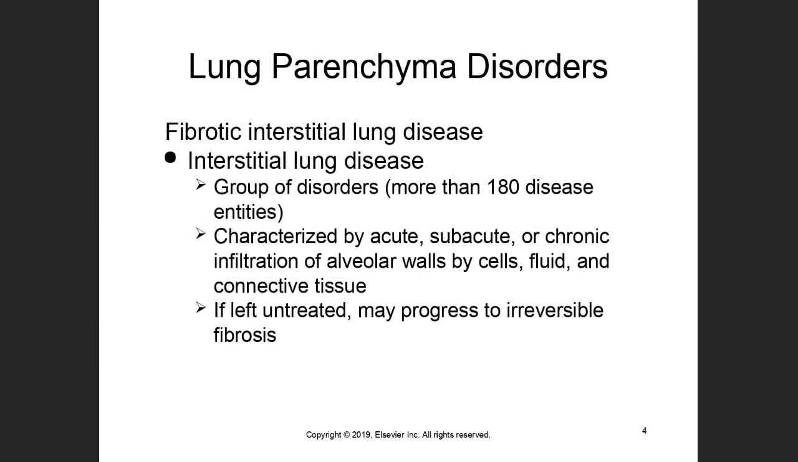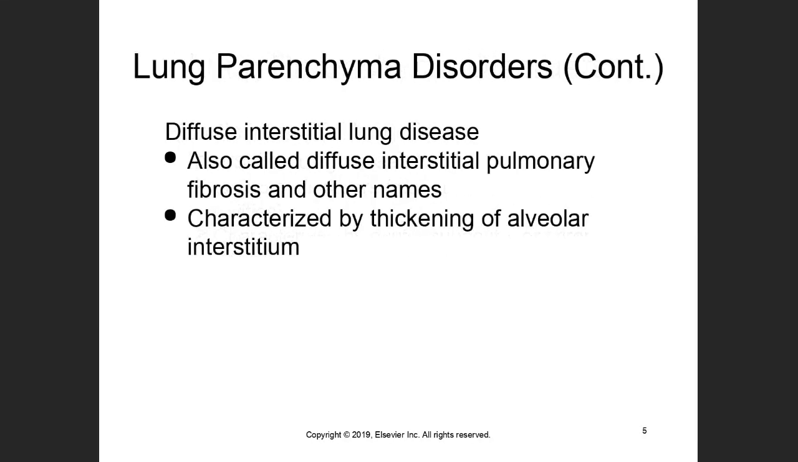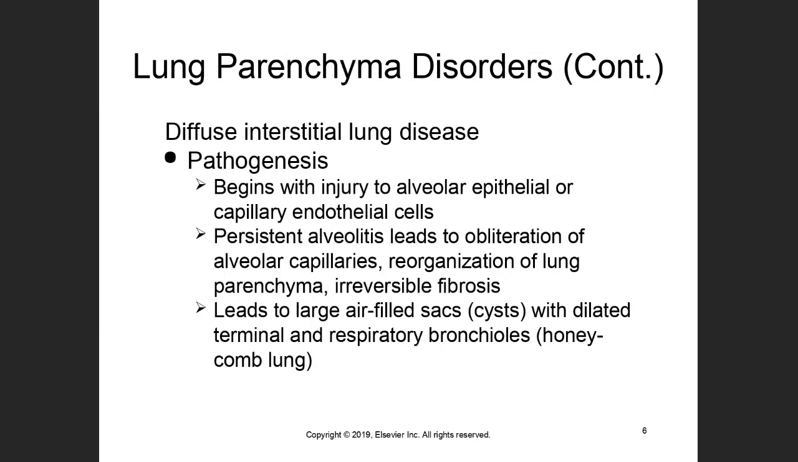Fibrotic interstitial lung disease, a group of disorders, a lot of disorders right here, characterized by acute, subacute, and chronic inflammation of the alveolar wall and cell. Okay, if left untreated, it may progress to irreversible fibrosis. Diffuse interstitial lung disease, also called diffuse interstitial pulmonary fibrosis and other names. Remember that most of the time in medicine, one pathology has different names.